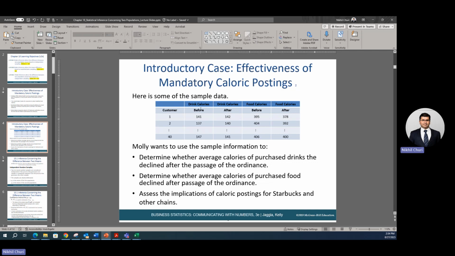So suppose, if I take an example of this, before the data is collected, right?